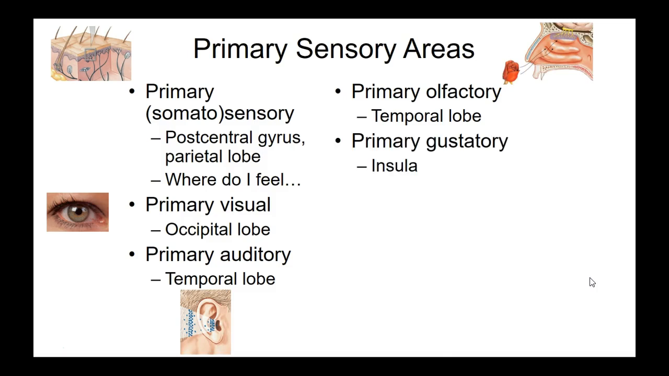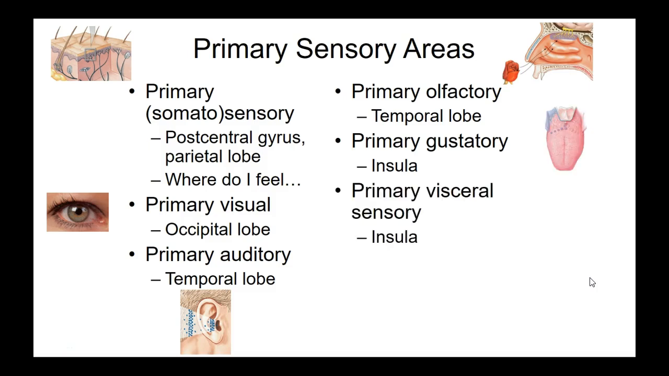So gustatory, this is taste. The primary gustatory area is going to be located in the insula, which is the deep portion. So if we were to pull this apart, it'd be the deep portion. And then we also get input from our viscera to some degree, and that's also located in the insula, that kind of deeper lobe. If we were pulling apart this lateral sulcus, we'd be able to see it.